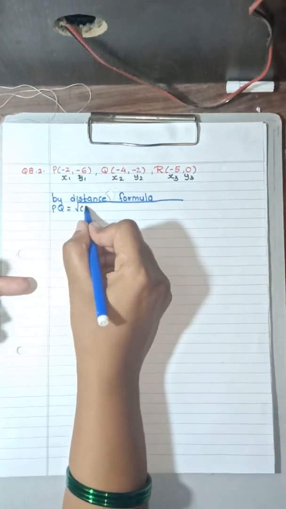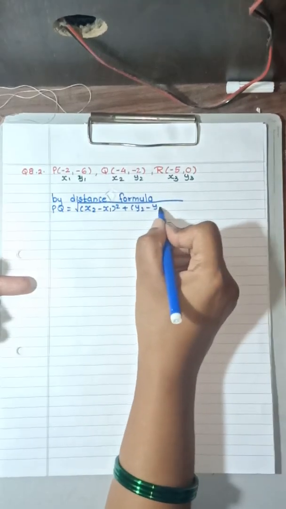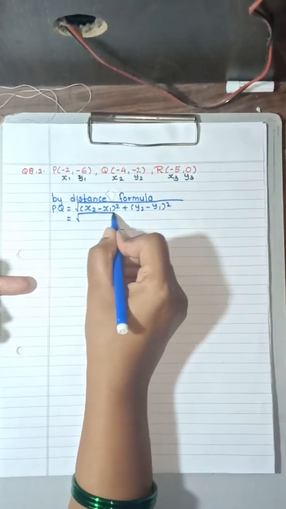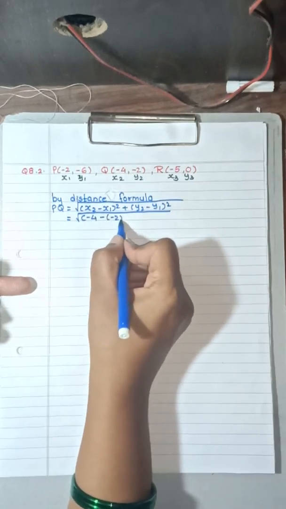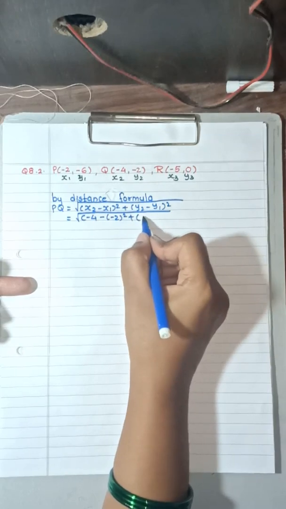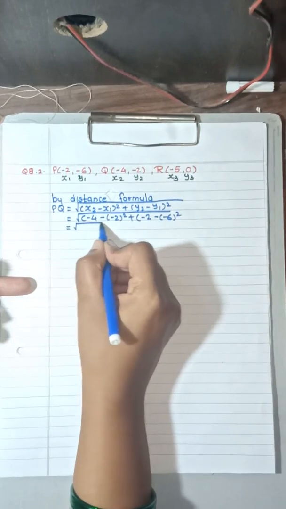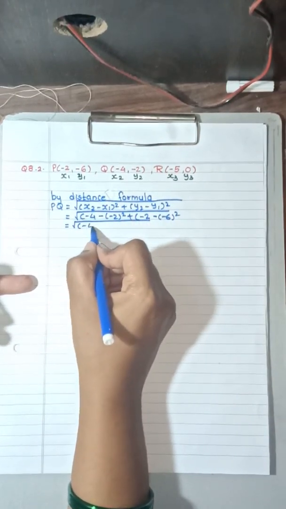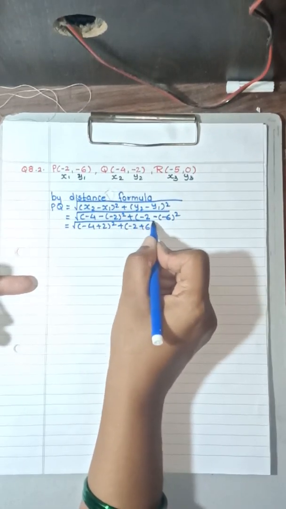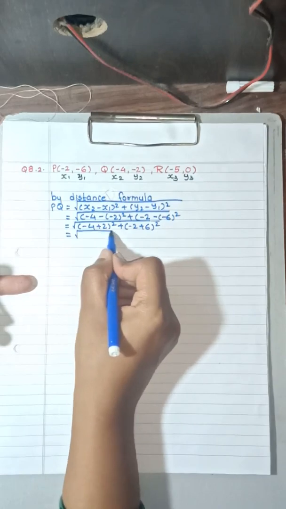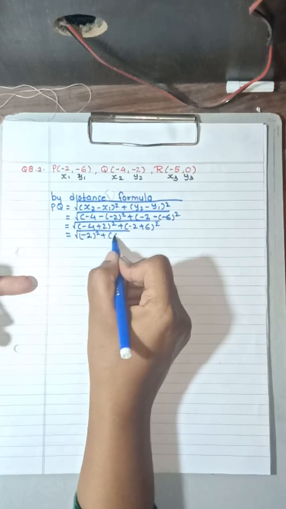(x2 minus x1) bracket square plus (y2 minus y1) bracket square. Now what is the value of x2? x2 is -4 minus x1 is -2, square, plus y2 is -2 minus y1 is -6, bracket square. That will be equal to under root of (-4 plus 2) bracket square plus (-2 plus 6) bracket square, that will be equal to under root of (-2) square plus 4 square.